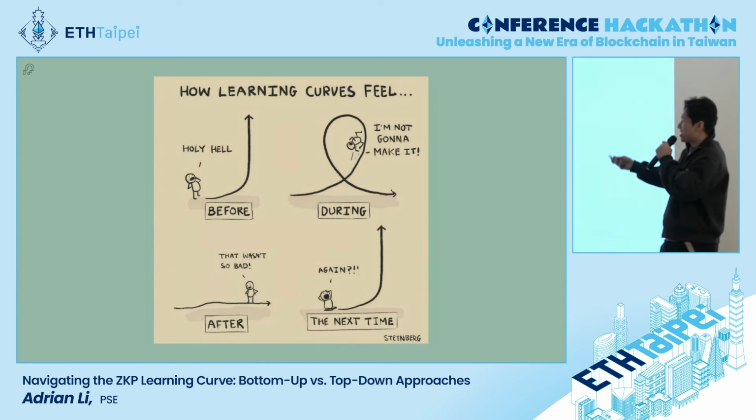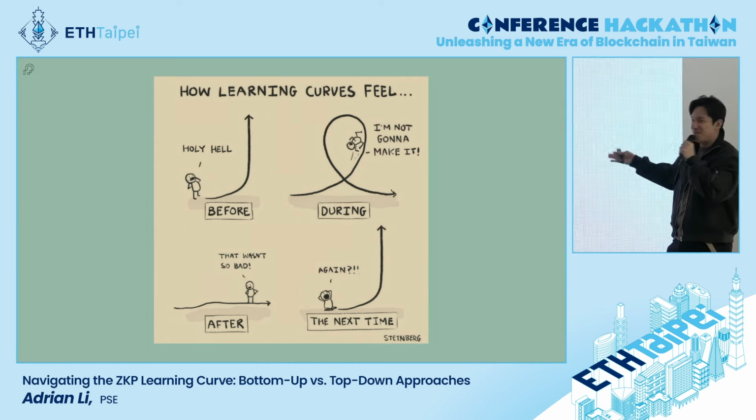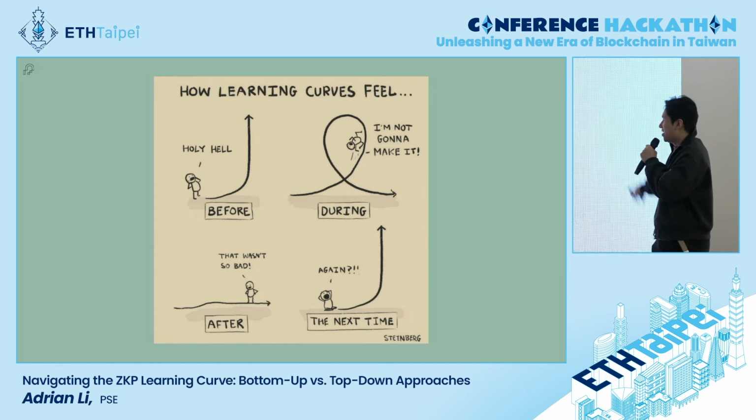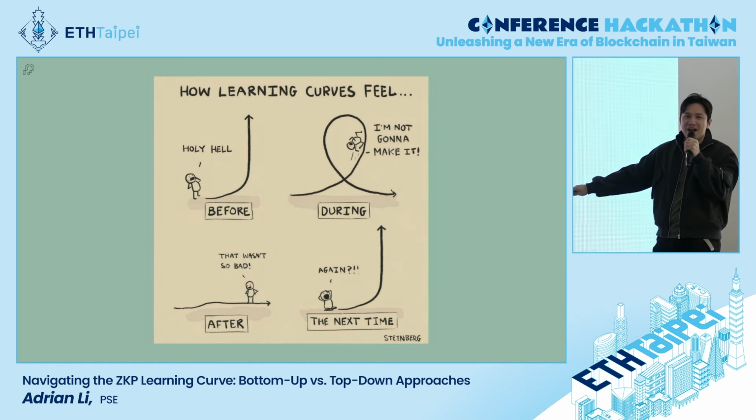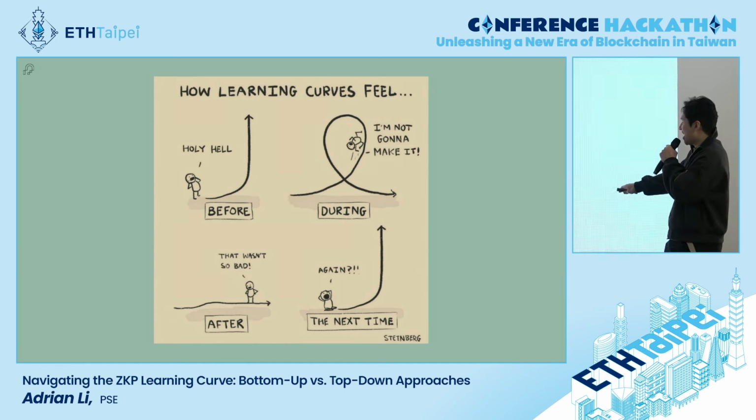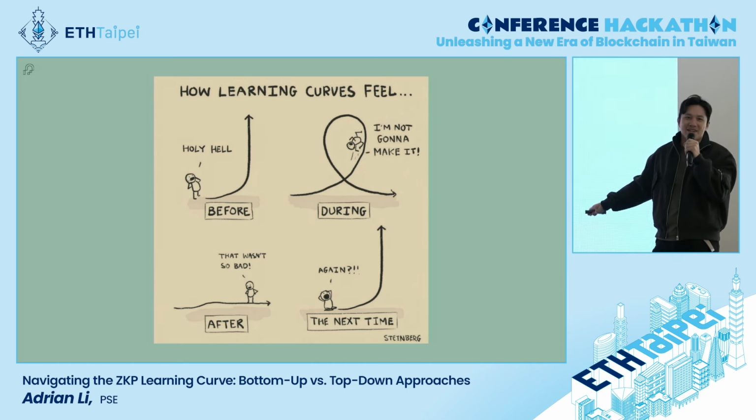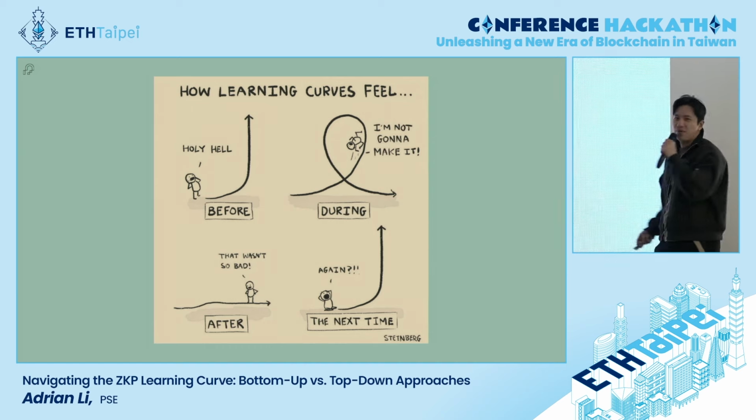Whenever you start learning something, it's always really difficult, and during it you feel like it's almost impossible, and that's where a lot of people give up. But then afterwards, you feel like it's not so bad. Then you take a look again the next time, and it feels that way every time. That's a natural cycle in learning anything, and I think most of us agree with that, right?